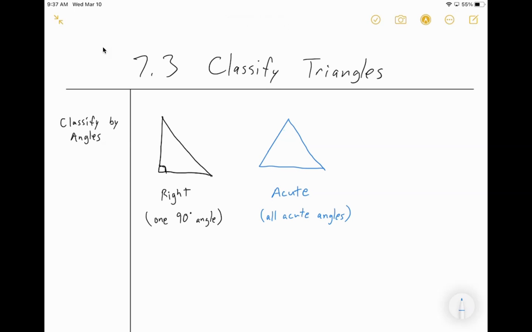So I'll make up some numbers here. Let's just make them real easy. Let's say this is 70 degrees, and this one is 80 degrees, and that means this one has to be 30 degrees. All of the angles are under 90 degrees, right? That's what we said an acute angle is, less than 90 degrees. So all the angles are less than 90, which means it is an acute triangle.